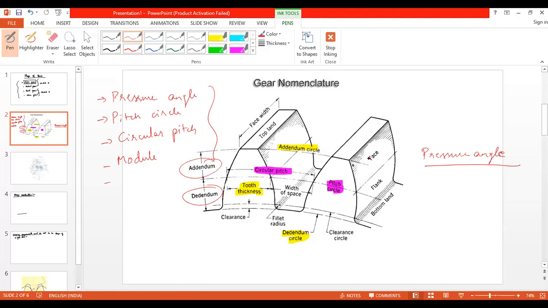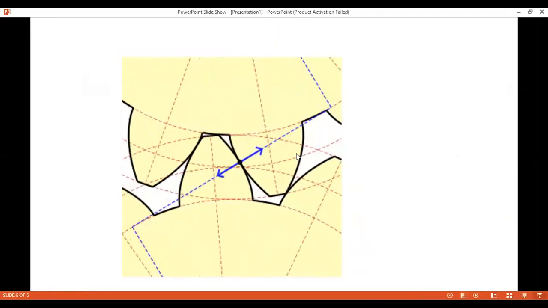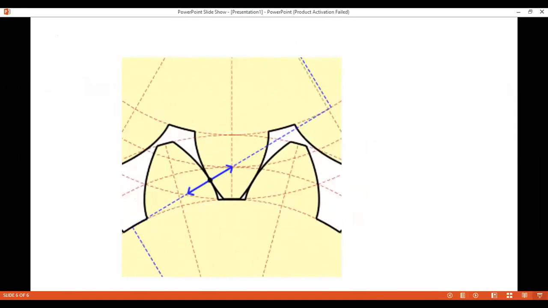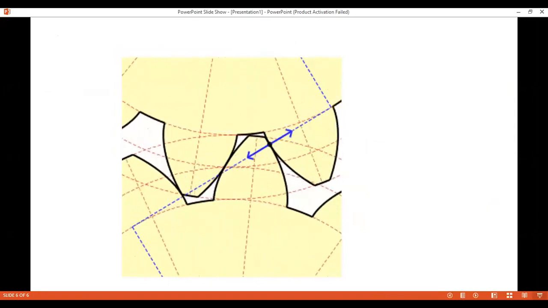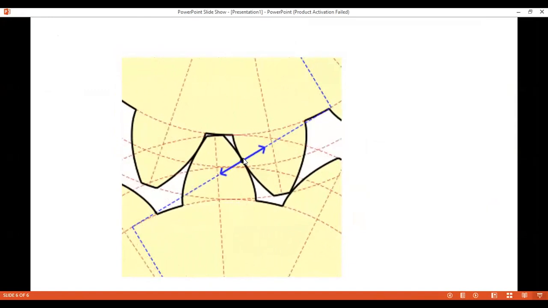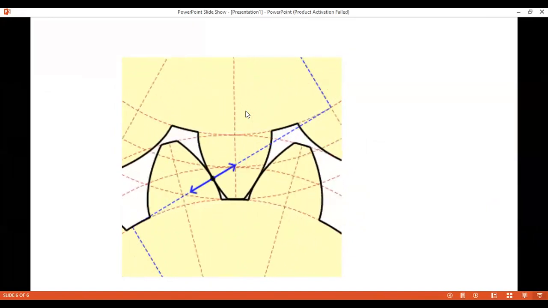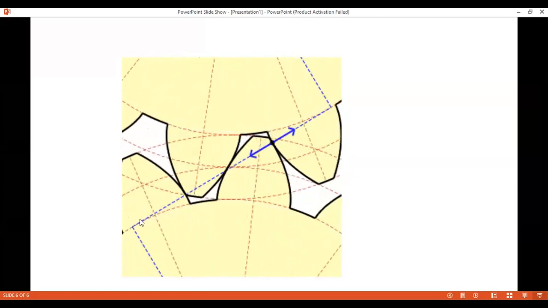Okay, so to understand all these things, we need to look into this first. So here, can you see the animation? Can you see the animation? Yes, sir. Okay, here you can see there is a point of contact between the driver and the driven gear tooth. Okay, and that point is moving along the straight line.